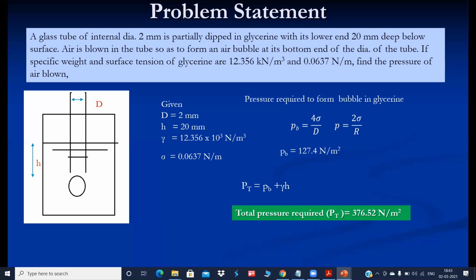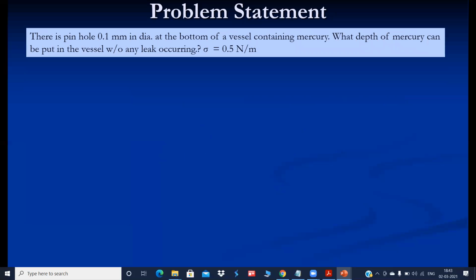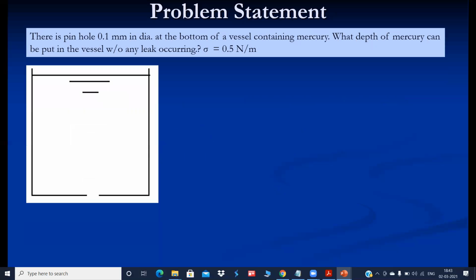This is problem number 1. In the second problem, there is a pinhole 0.1 mm in diameter at the bottom of the vessel. This is a vessel containing some mercury, and the height of the liquid level, that is the mercury level, is given from the bottom. There is a hole of 0.1 mm diameter. What depth of mercury can be put in the vessel without any leak occurring? The sigma value is given, that is 0.5 Newton per meter.